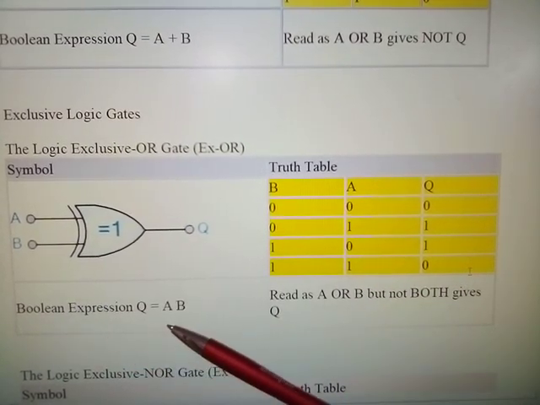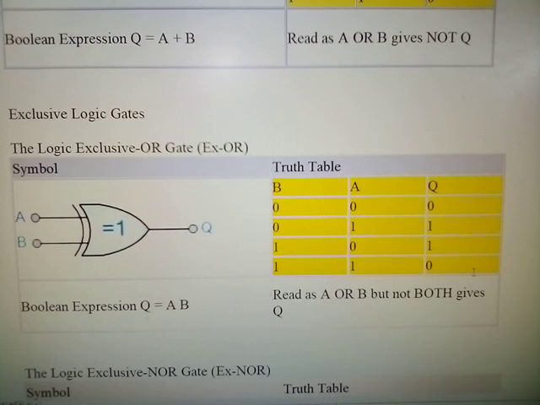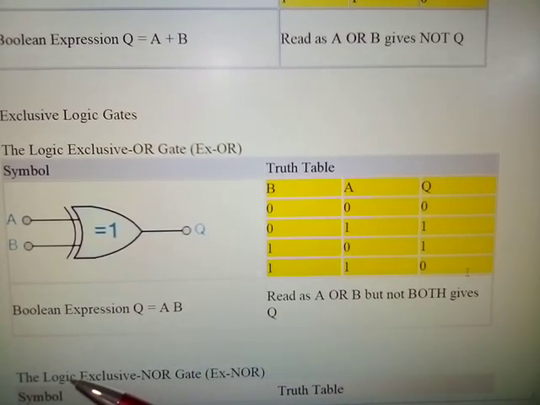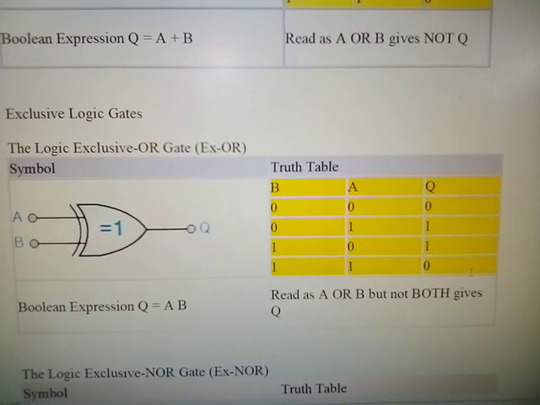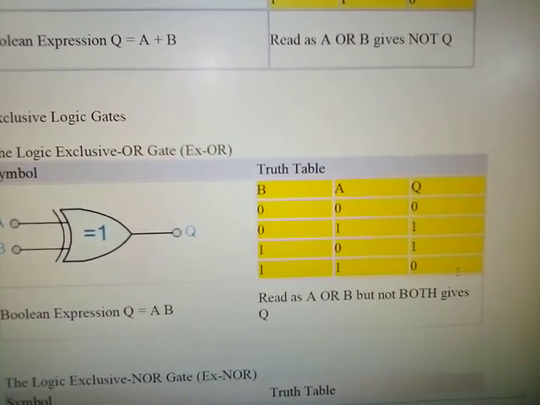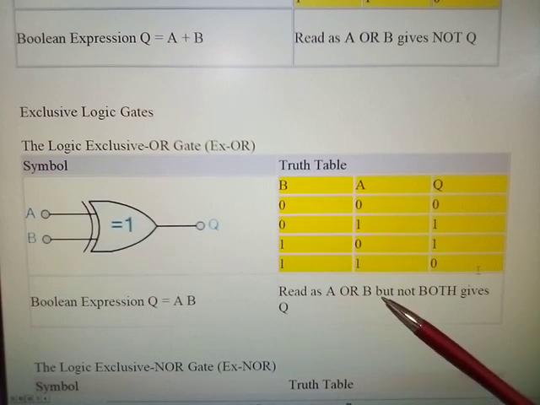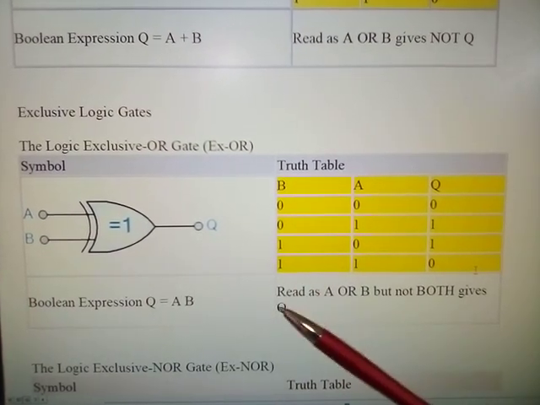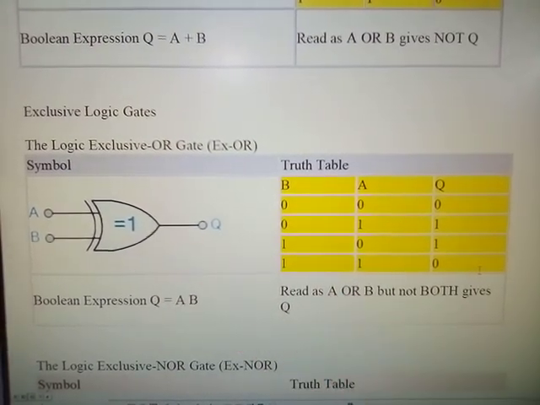Now the Boolean expression here is Q equals A, B. Now it's okay, I'm just pausing a little bit because when I did some expressions the other day, there should be a bar that I'm thinking of, but don't let me confuse you. We'll just deal with it as it stands at this moment in time. I'm thinking of the bar over version. It's okay. I'm just getting ahead of myself. Right now, read as A or B, but not both, gives Q. So simply, if you have a 1 at A or 1 at B, then you'll get a 1 out. But if you have both at logic 1, in this case, you will get 0 output.